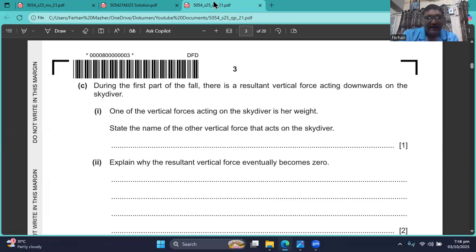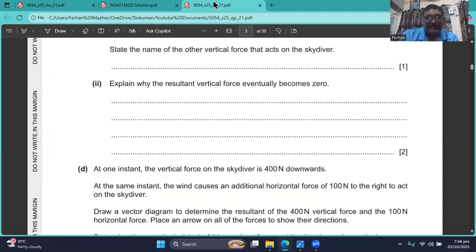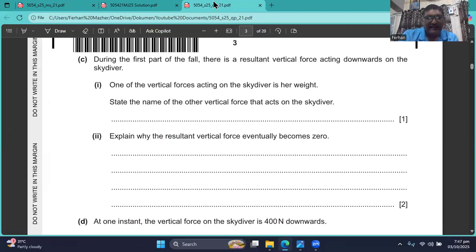So we will see. Question number 1, C part, its second portion, is a 2 marks question. He says, explain why the resultant vertical force eventually becomes 0. You see, the downward force is the weight of the body, the skydiver's weight, and the upward force is equal to the air resistance. The air resistance of the body depends upon the speed of the fall. As you know, you are falling down, your speed is increasing. When your speed is increasing gradually, the air resistance experienced by that body is gradually increasing.